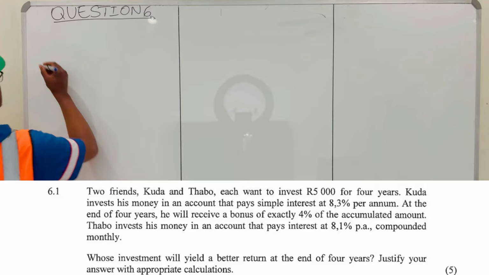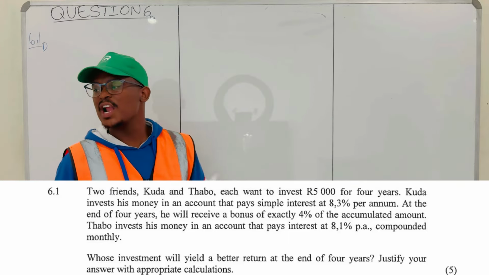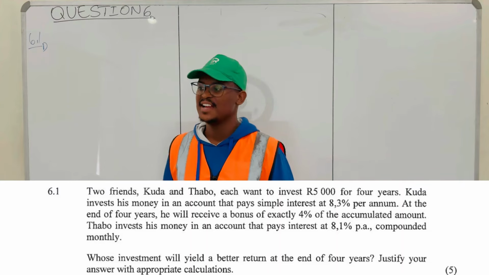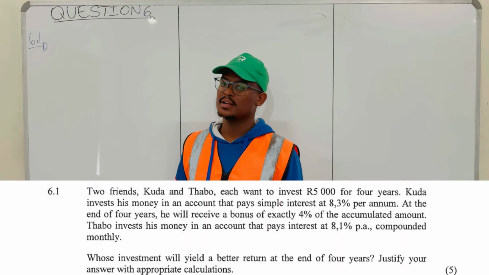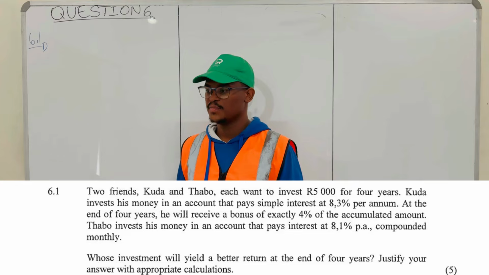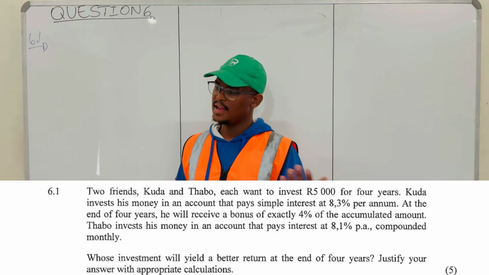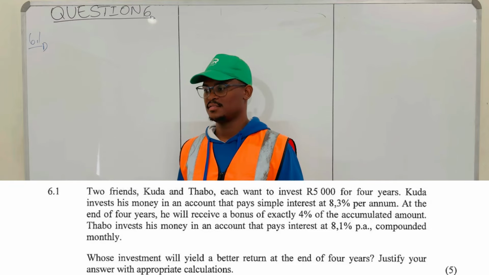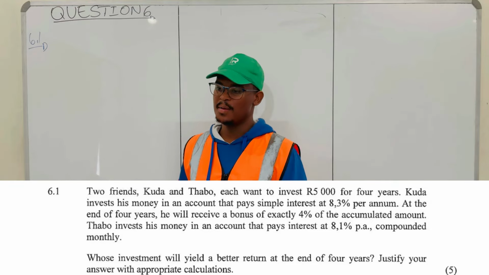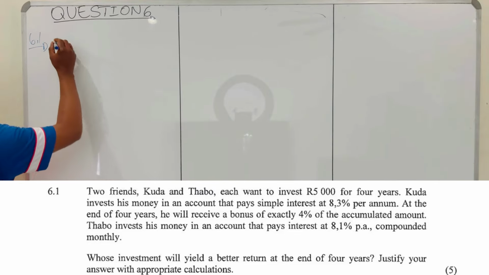So this is 6.1. What we need to do is calculate the total amount that Kuda will have at the end of 4 years and calculate the total amount that Tabo will have at the end of 4 years, and then compare the two. Whoever has more money is the one that will have a better yield. Okay, so now for simple interest, let's start with Kuda.